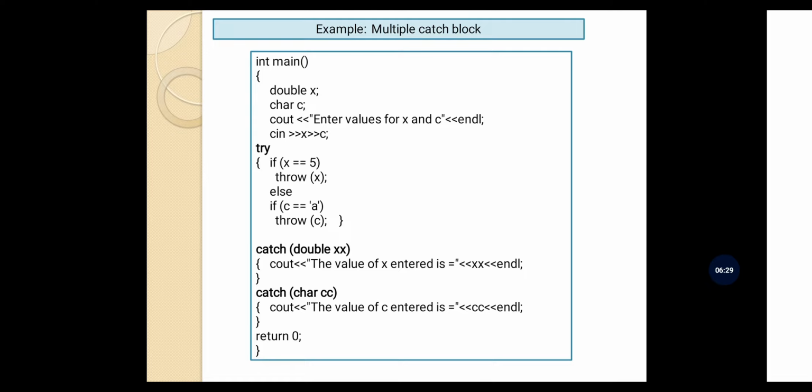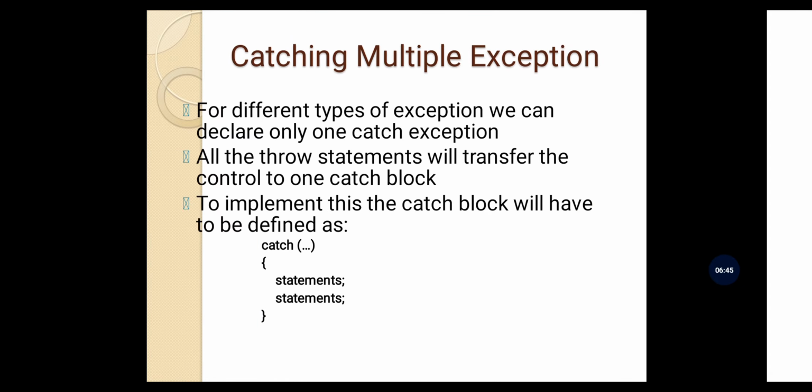That means just send a message to the user. There is no need to pass these values. Just show a message saying that there is something wrong, we will get back to you, or the value that you entered is incorrect, kindly go and look into it. So we can do that. So how do we do that? There is a way by which you can catch multiple exceptions, right? For different types of exceptions, we can declare only one catch block. All the throw statements will transfer the control to one catch block. So basically, if you have 5 throws, they will all go and enter one catch block.